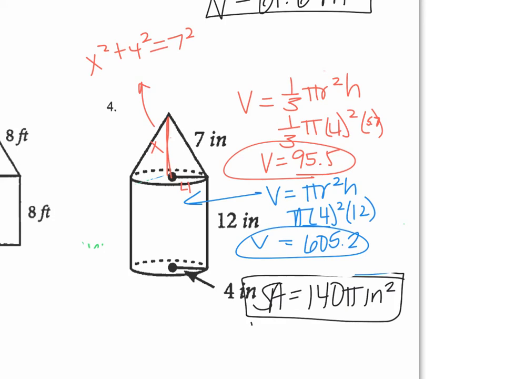So to find the volume of the whole image, I would add 95.5 and 605.2, and I get 698.7 inches cubed.